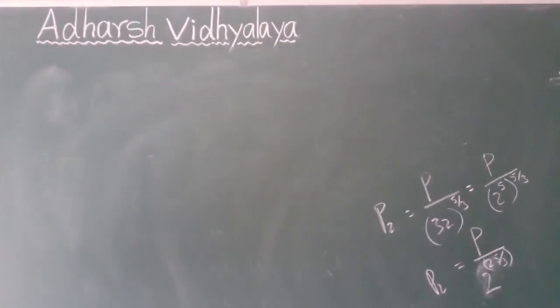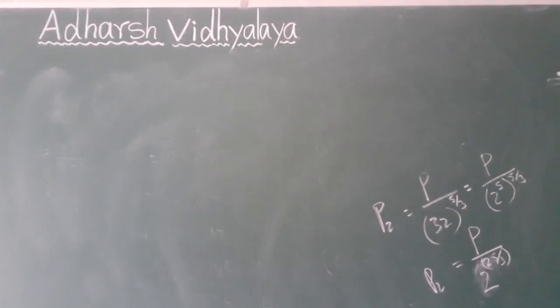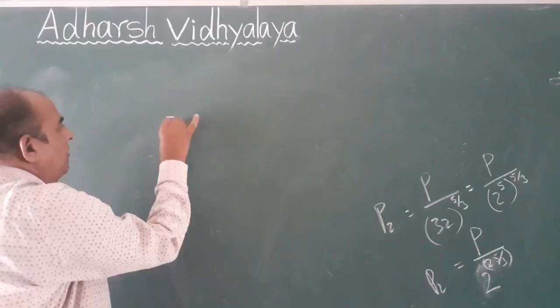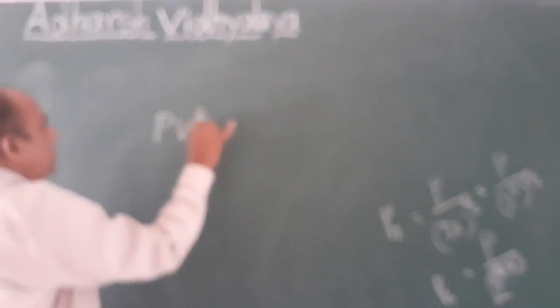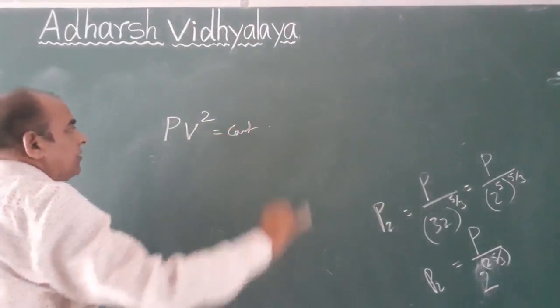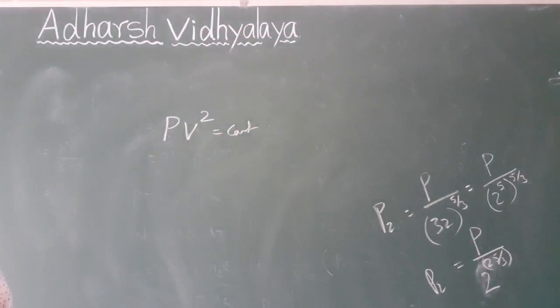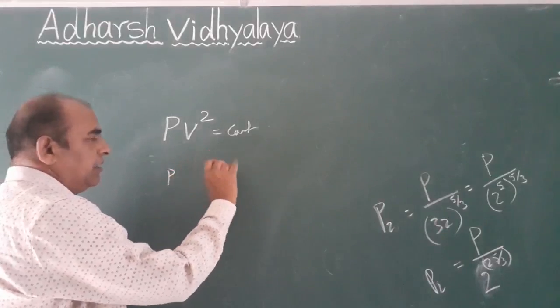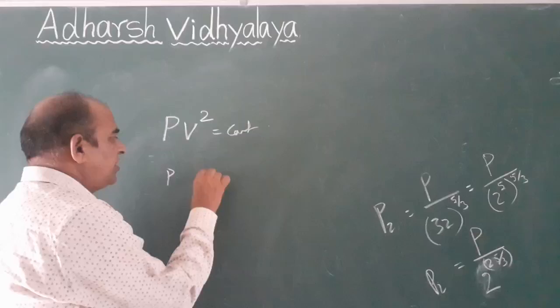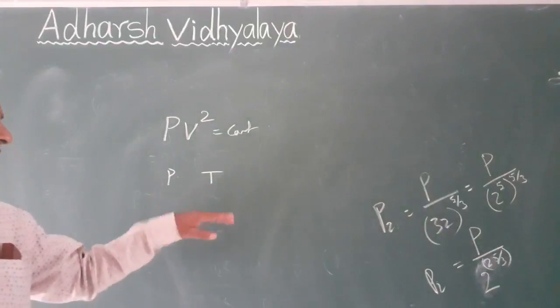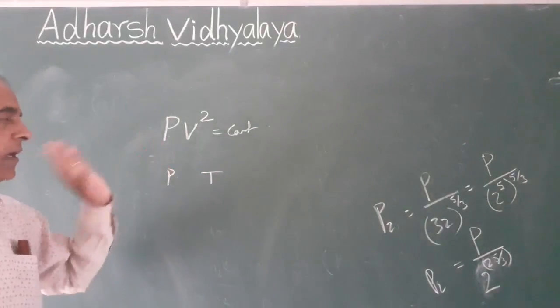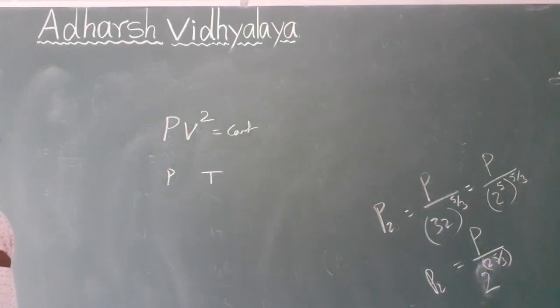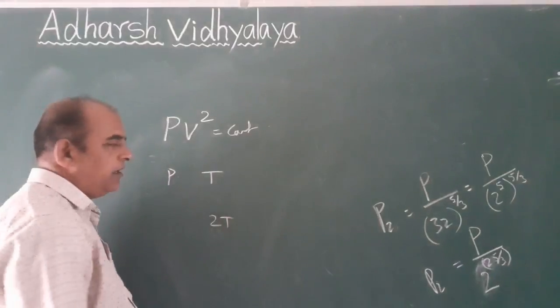One more problem we can do. A gas obeys the law PV squared is a constant. Now initial pressure is P, initial temperature is T. Temperature doubled. What happened to the pressure? What is the final pressure?